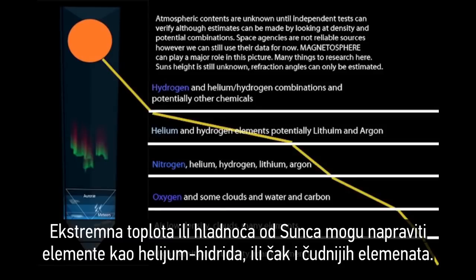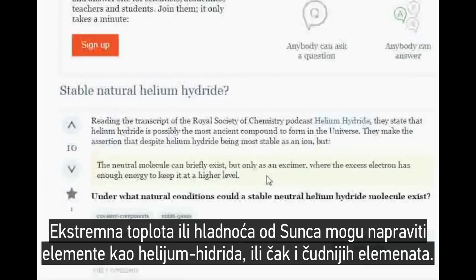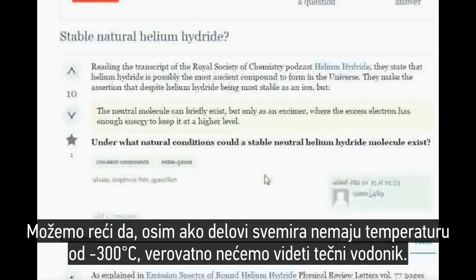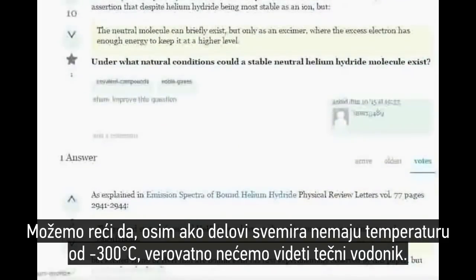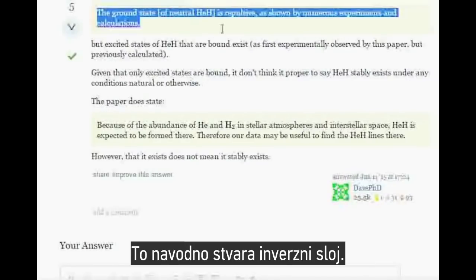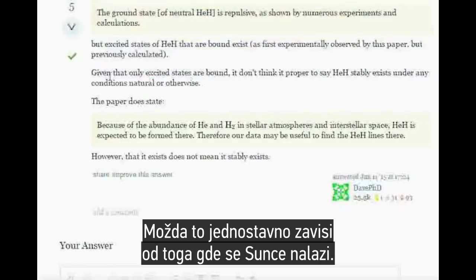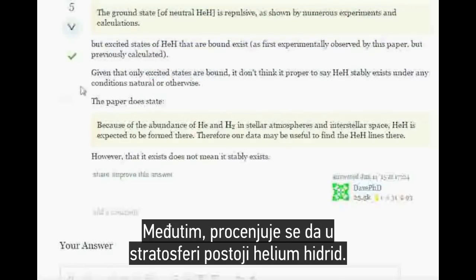Extreme heat or cold from the sun can certainly forge elements, such as helium hydride or even stranger elements. It's fair to say, unless parts of space reach -300 degrees, we will probably not see liquid hydrogen. However, on the internet people seem to say in some cases atmosphere is extremely cold. It creates an inversion layer, supposedly. Maybe it just depends on where the sun is. It has been estimated that there is helium hydride in the stratosphere, however.